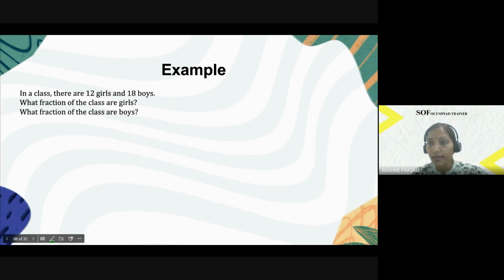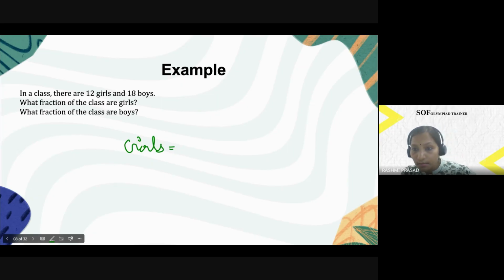Now, to find the fraction of girls, it must be out of the total students, right? So to find the fraction of girls, first you need to find the total students, and the number of girls is already given. So number of girls upon the total students, that will be your fraction. Can you quickly give me the answer for this? Fraction of girls and fraction of boys. First give me the fraction of girls. Let's check the chat.